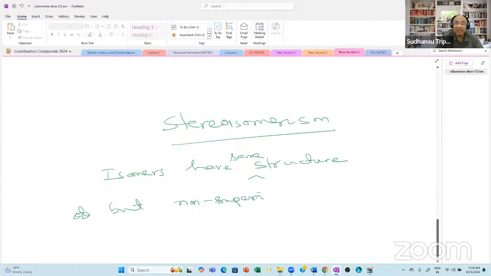Why? Because the steric relationship between the groups, branches, are different. Therefore, they are non-superimposable. Stereoisomers are called stereoisomers. That you know.